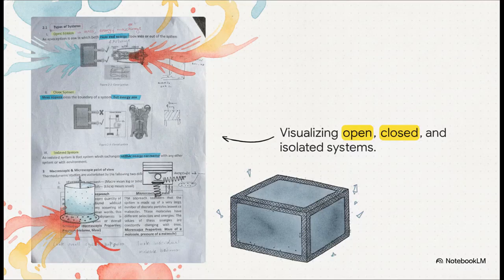Just look at how this plays out in the real world. Think of an open jet engine. You've got fuel and air rushing in, exhaust blasting out, and energy transferring everywhere. Now contrast that with a closed system, like a sealed piston cylinder. The gas inside is totally trapped, right? But you can still heat it up or compress it, which transfers energy.